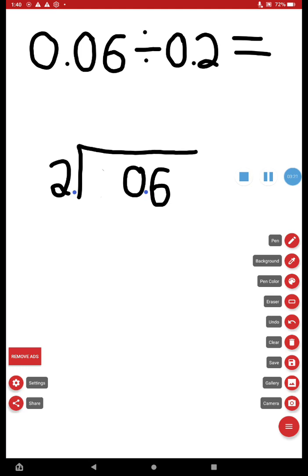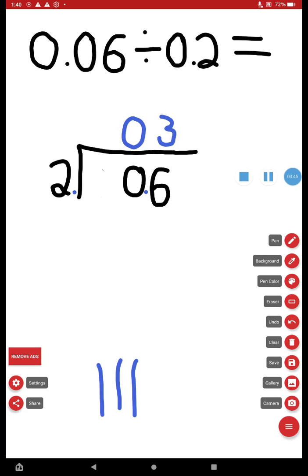So let's divide. Can 2 fit into 0? Nope. Can 2 fit into 6? Yes. How many times can 2 fit into 6? Count up with me, and when we count, we'll make a mark. 2, 4, 6. How many marks did I make? 3. That means 3 times.